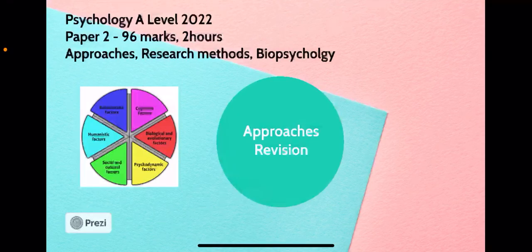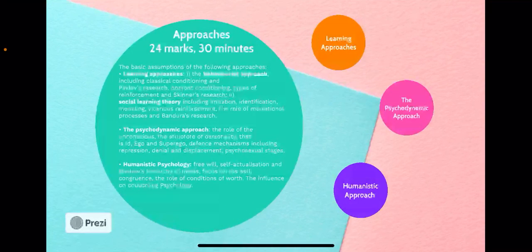This is Approaches revision. Approaches is in paper 2 alongside research methods and biopsychology. Paper 2 is 96 marks and 2 hours long. The approaches section is 24 marks. It should take you around 30 minutes.